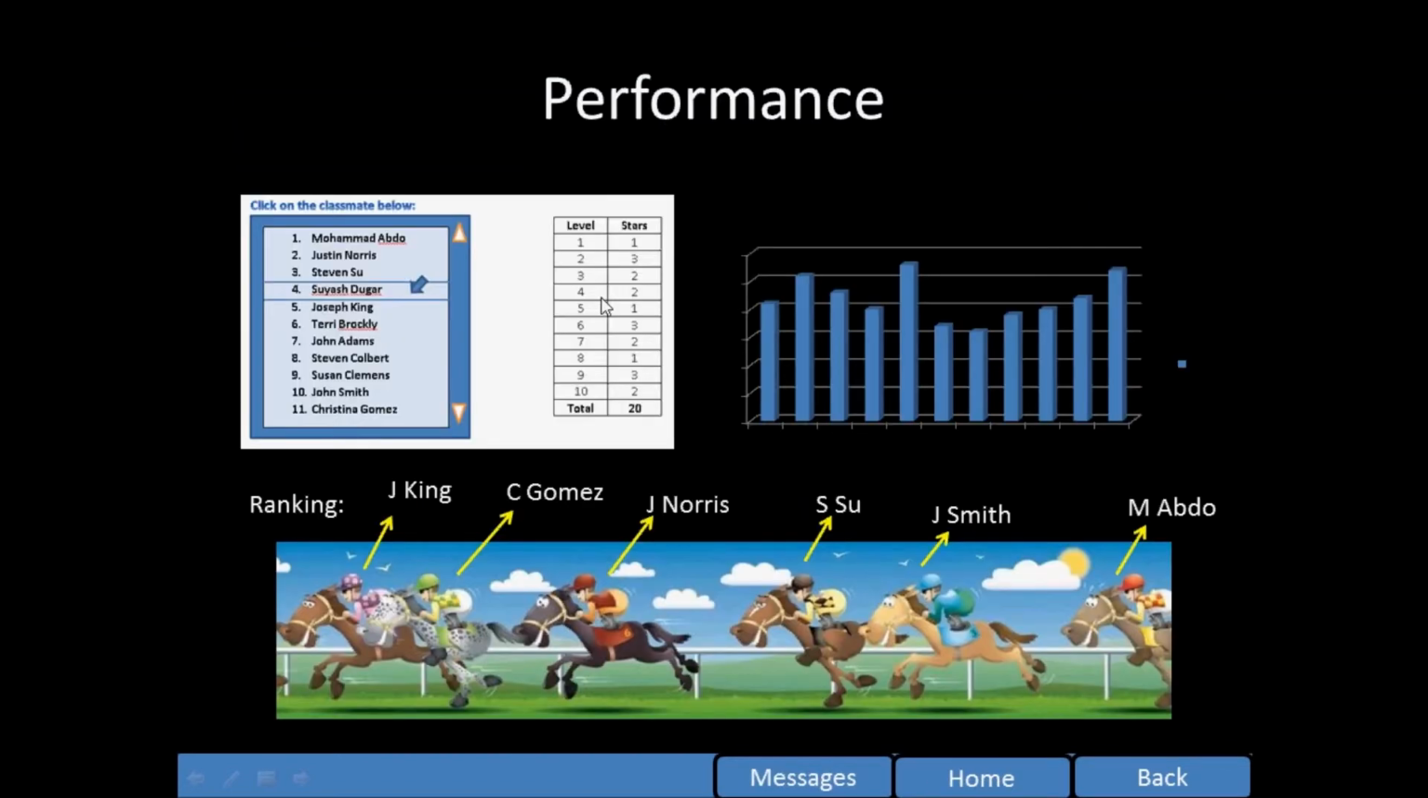Performance shows the relationship between students and fellow classmates. The bottom horse-like scenario shows the ranking and general path that the students are currently on, as well as visible graphical data.